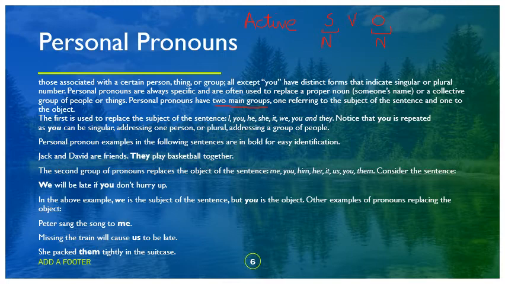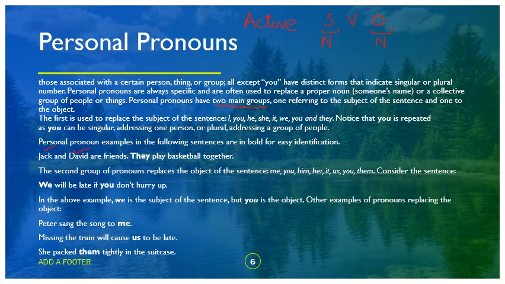Jack and David are friends. They play basketball together. Now we are quite well aware of the rules of pluralization, that there is more than one person here. This is person number 1 and this is person number 2. So 1 plus 1 is 2. That means that it is more than one. It acquires the plural. So that is why we will use they here.